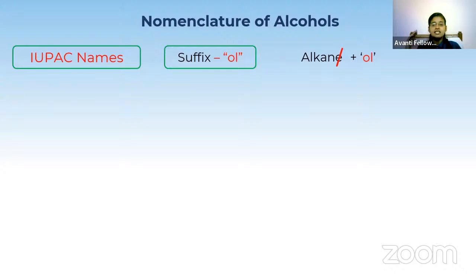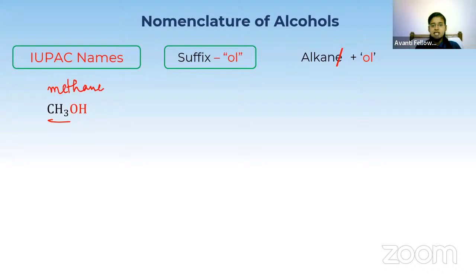Let me take the same compounds. The first one is CH3OH. What is the name of this alkane? Since I have only one carbon containing group, it is called methane.